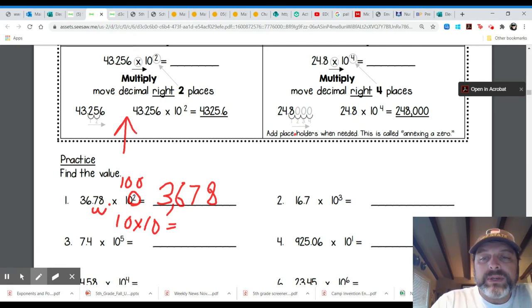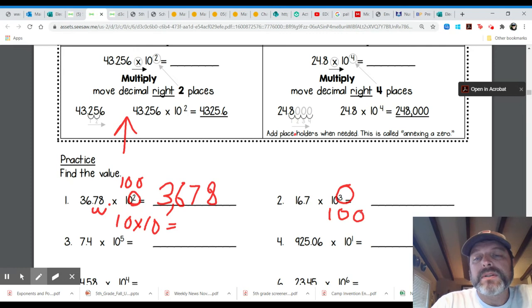Now, if you have a 3 for the number, I'm multiplying by 1 and 3 zeros. And it also tells you if you multiplied it out, it would be 1,000. That 3 tells me how many zeros I have. So it's because it's 10 times 10 times 10. That's what 10 to the third power is, and that equals 1,000. Now, if you multiply by 10 to the third, you move the decimal over 3 spots. So 1, 2, 3.